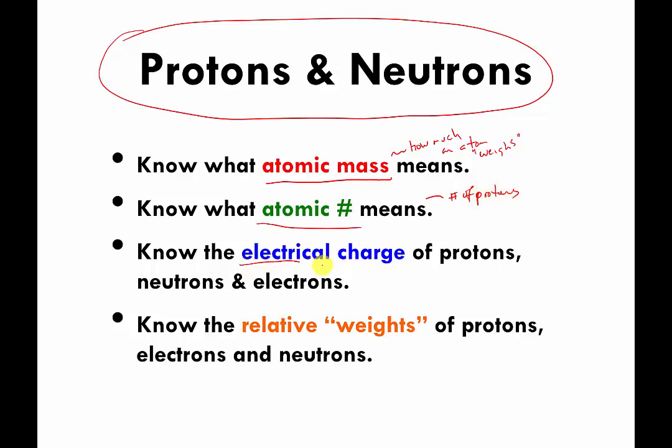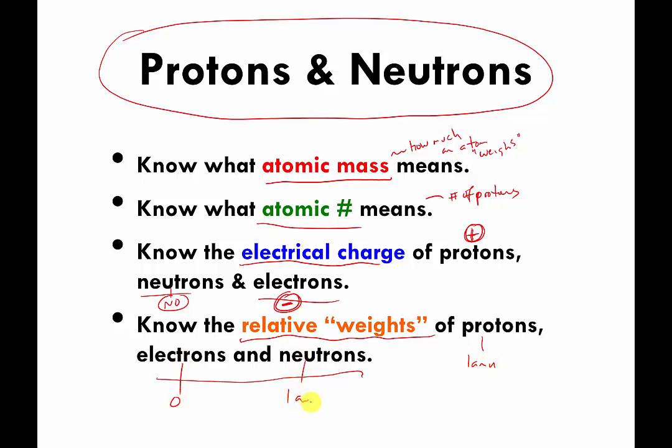You should know the electrical charge of protons, neutrons, and electrons. Protons have a positive electrical charge. Neutrons have no electrical charge. Electrons have a negative electrical charge, which I'm going to write with a minus sign. Positive electrical charge I'm going to write with a plus sign. You should know the relative weights of these particles. So protons weigh about 1 amu, electrons weigh about 0, and neutrons weigh about 1 amu.